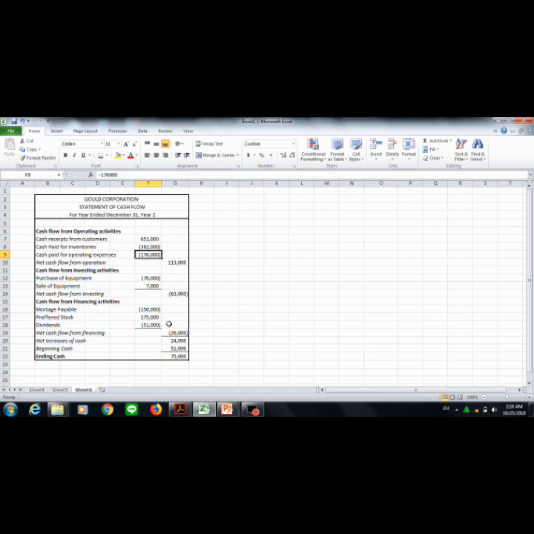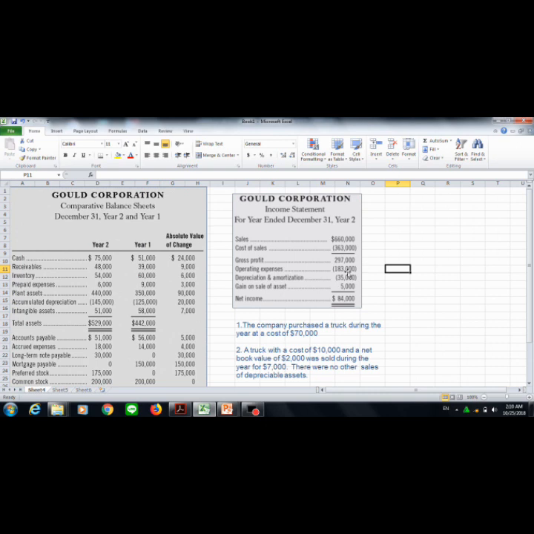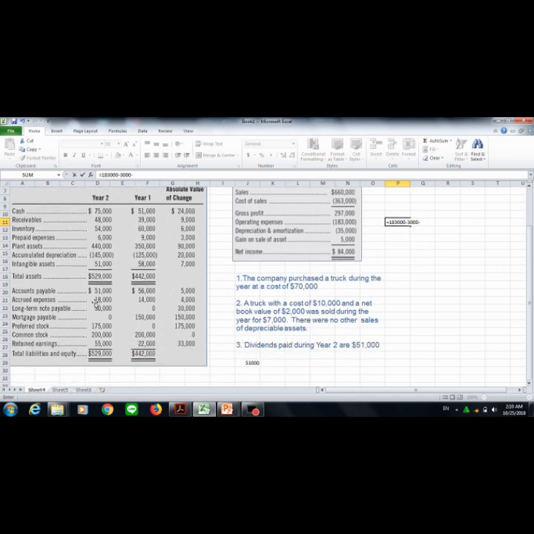And for this operating expenses, we got it from here, 183,000. You can see 183,000 minus the prepaid expenses and the accrued expenses. So the amount is 176,000.